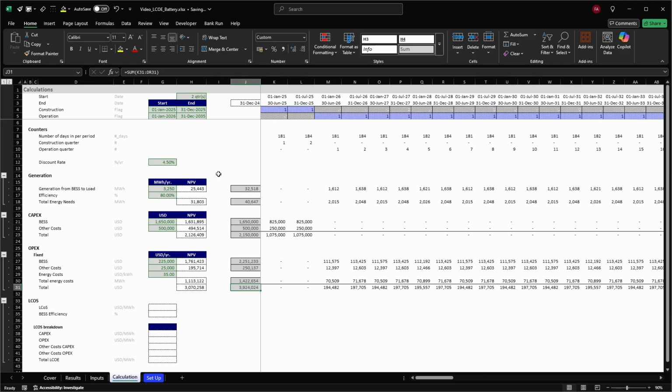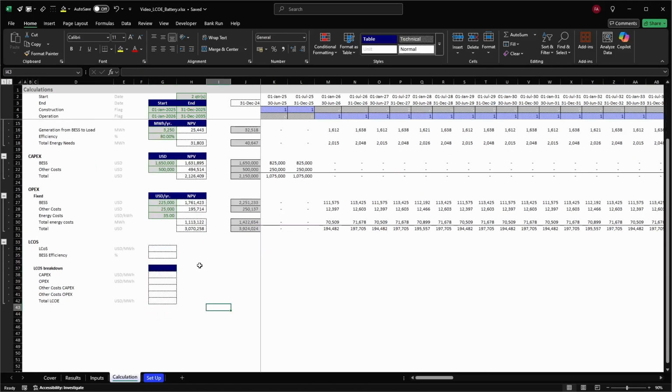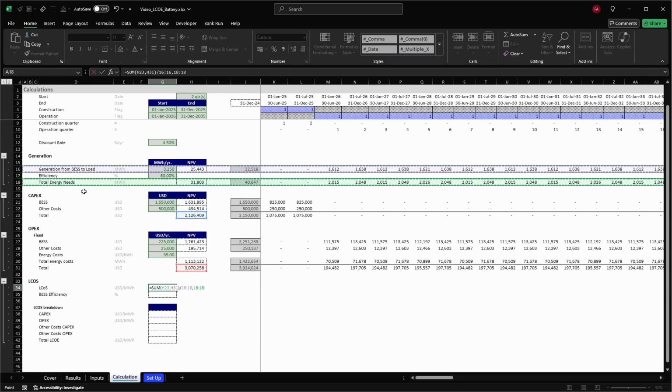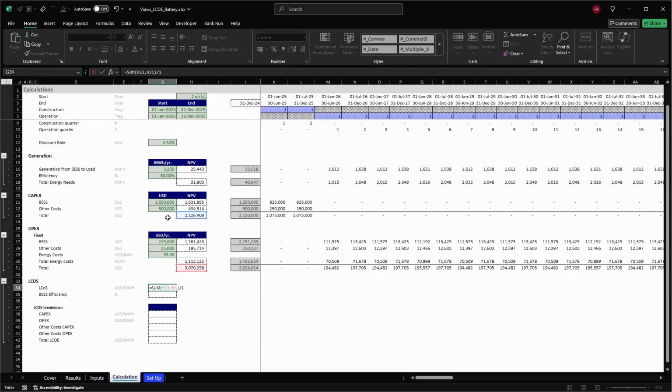The only thing we have to do now is to calculate the LCOS, which is going to be pretty straightforward now. All right, how we're going to calculate the levelized cost of the battery or the storage is going to be equal to the sum of our opex and capex, this, comma, this, right? And we will now divide it by what? By the total generation. Which generation are we going to use? The generation to load or total energy needs? We're going to use the total generation from BESS to the load.